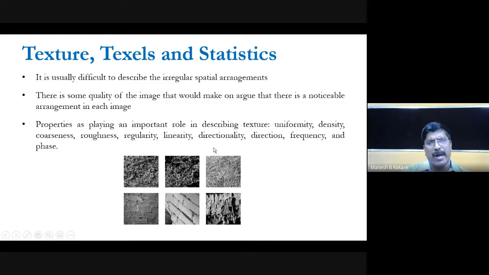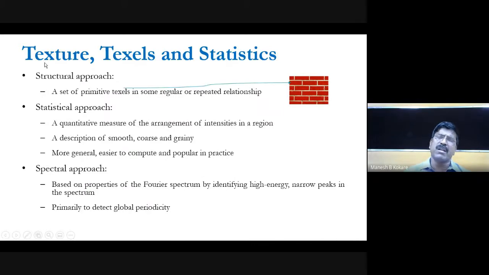Directionality is, if a pattern is repeated in a certain direction, then it will have good directionality property and direction also. And if you take the spatial or spectral approach for doing the analysis, we can estimate the spatial frequency and also the phase angle. So from this textural image we can estimate different kinds of features, which can be used for recognition and identification purposes. There are mainly three types widely used for doing this texture analysis.